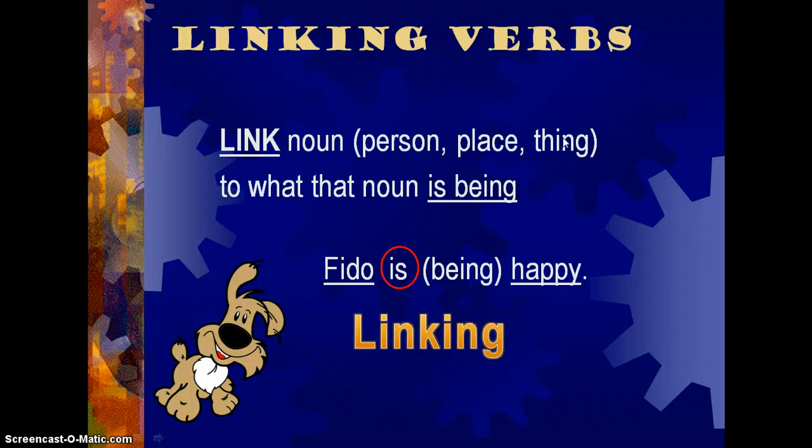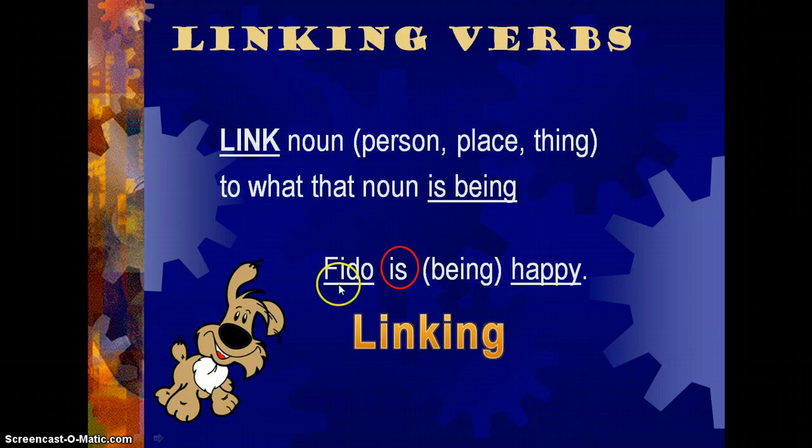Linking verbs, we'll spend a lot more time on this here. They are a little more confusing, but the point here is that they link a noun, so a noun being a person, place, or thing, they link that noun to what that noun is being. Like we said before, I am being happy.